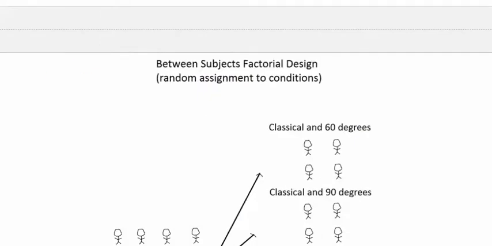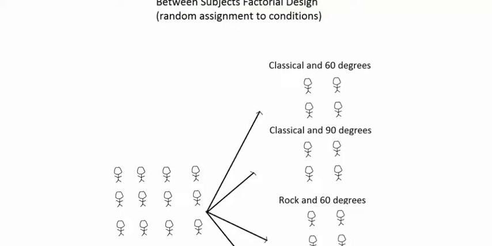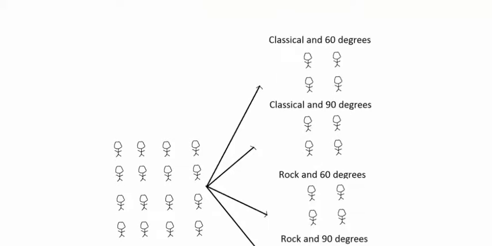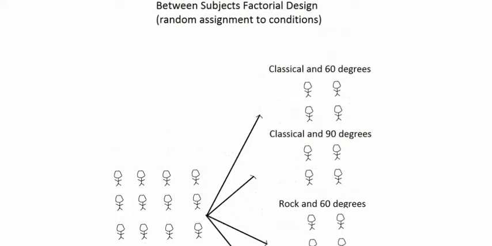So let me show you some pictures to help you see what I mean. Here we have a between subjects factorial design. We have two independent variables. We have type of music with its two levels of classical and rock. We have temperature with its two levels of 60 and 90, which creates four cells, four conditions. And we're going to take our 16 people and randomly assign them to four separate groups. Each cell has its own group of people. So that's random assignment in a between subjects factorial design.